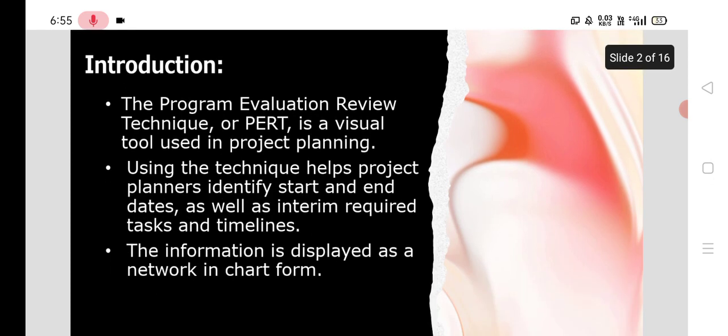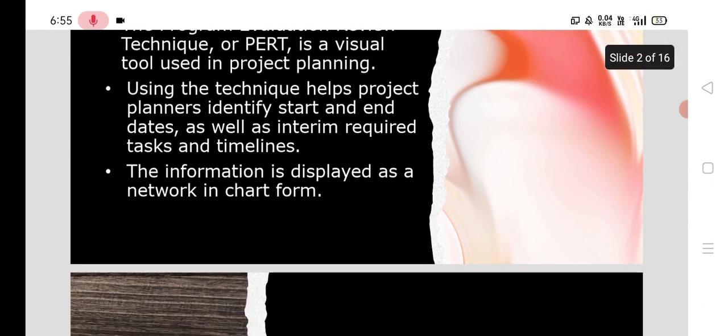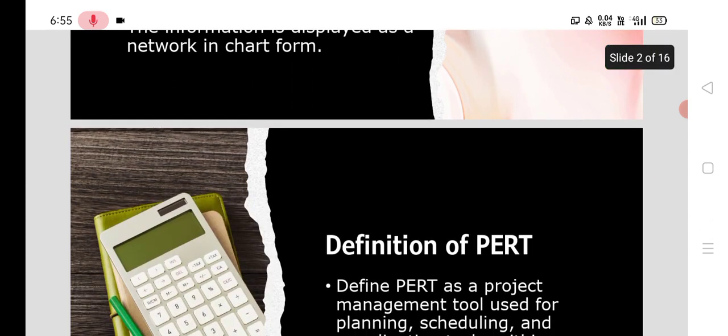First, the Program Evaluation Review Technique, or PERT, is a visual tool used in project planning. Using the technique helps project planners identify start and end dates as well as interim tasks and timelines. The information is displayed as a network in chart form.